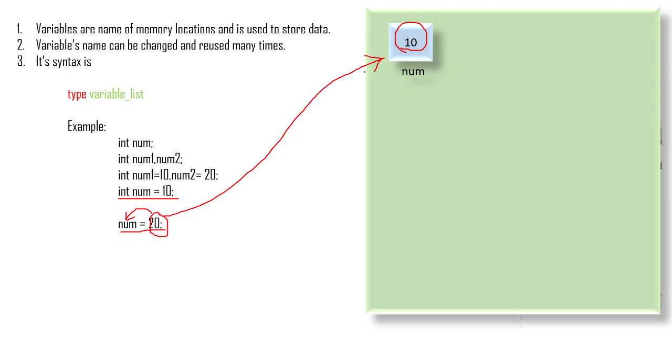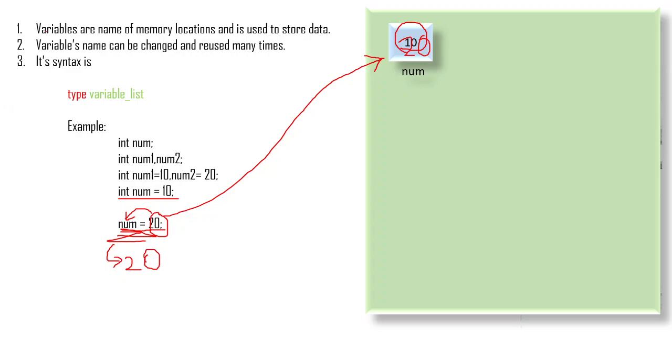So what will happen is, now the value of 10 will be overwritten, and the new value will be stored as 20. So after this particular line, if somewhere we are referring to get the value of num, then 20 will be returned and not 10.